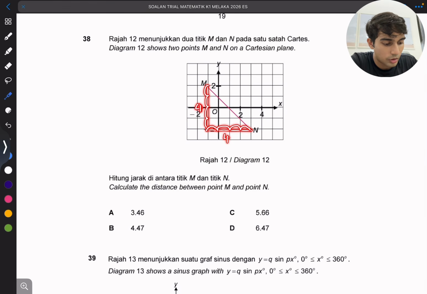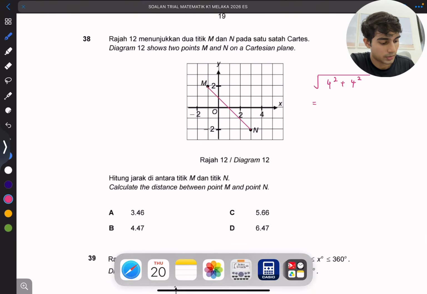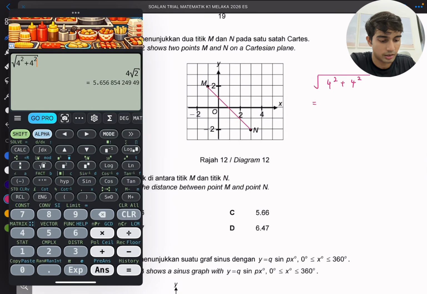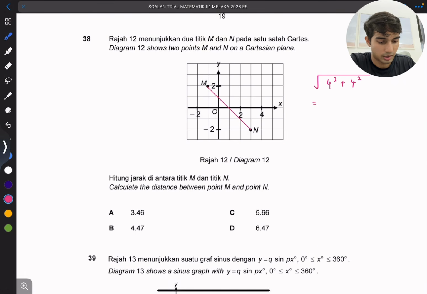So 4 and 4, we can find the hypotenuse. Be the square root of 4 square plus 4 square. Wait, sorry, 4 square plus 4 square. 5.66. 5.66 is C.